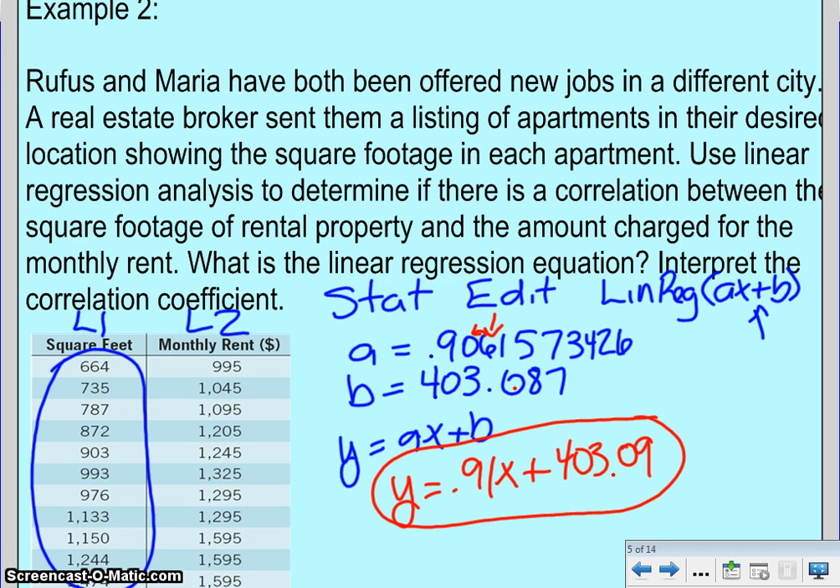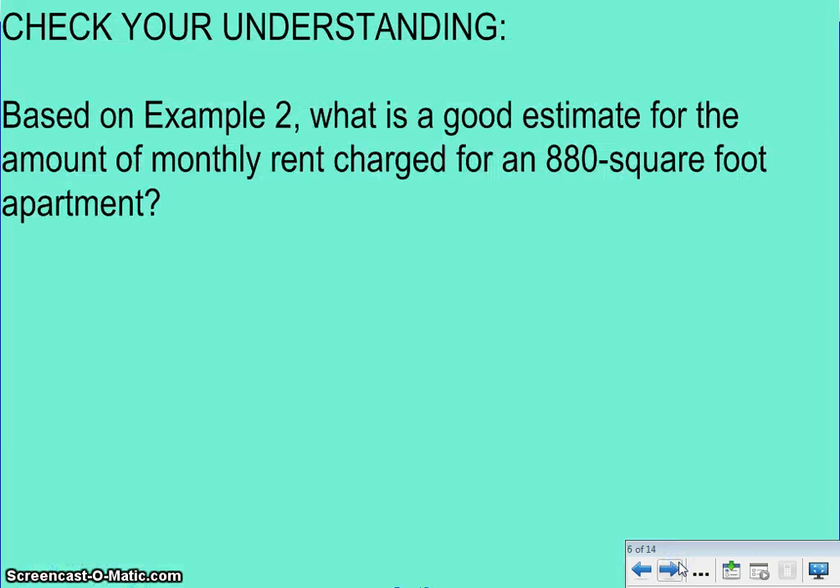So let's go ahead and move on to the you-do. I want you to go ahead and press pause, take a second, see if you can figure this out. Press play when you're ready and we'll figure it out together. Okay, it says based on example 2, what is a good estimate for the amount of monthly rent charged for an 880 square foot apartment?